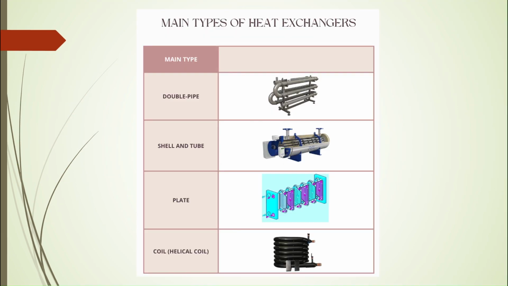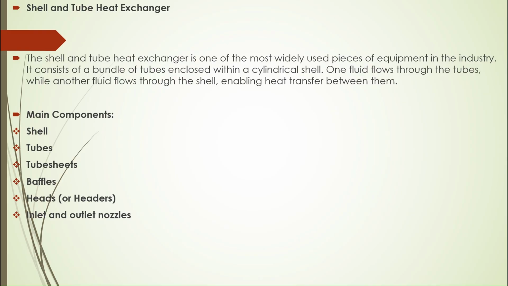Visual table of types. This slide shows different types of heat exchangers. Take the double pipe exchanger as an example. The shell and tube exchanger is widely used in industry. The plate exchanger is compact, and the coil exchanger is also useful in tanks or vessels.